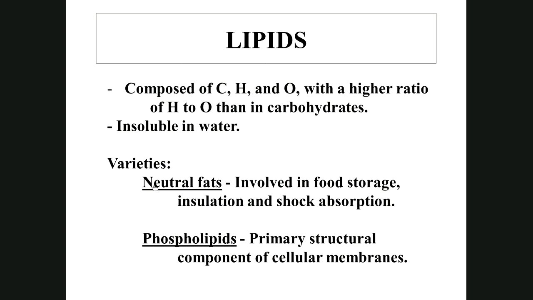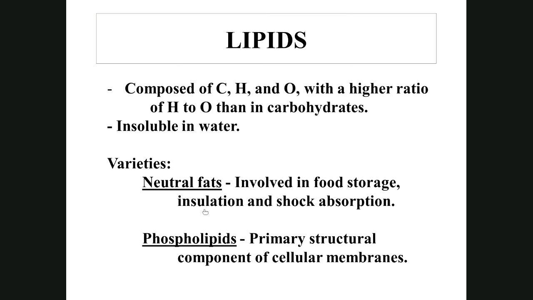Now, there are different types or different varieties of lipids. The first one's called neutral fats. I told you about that one earlier. Involved in food storage, insulation, and shock absorption. This is the fat around your body that you normally just call fat. When you want to lose weight, you're losing neutral fats.